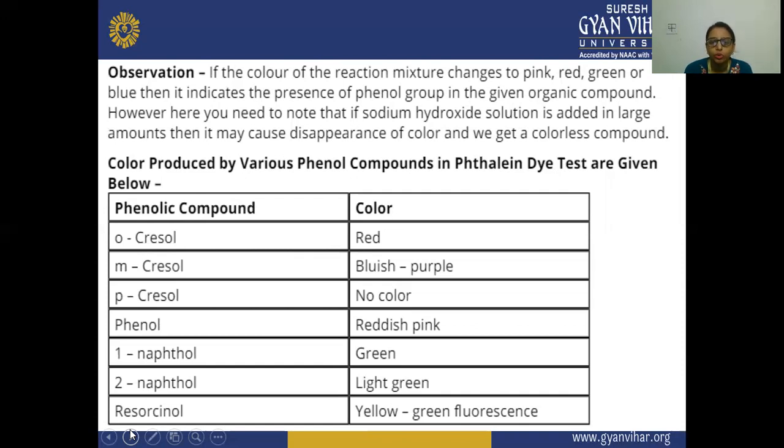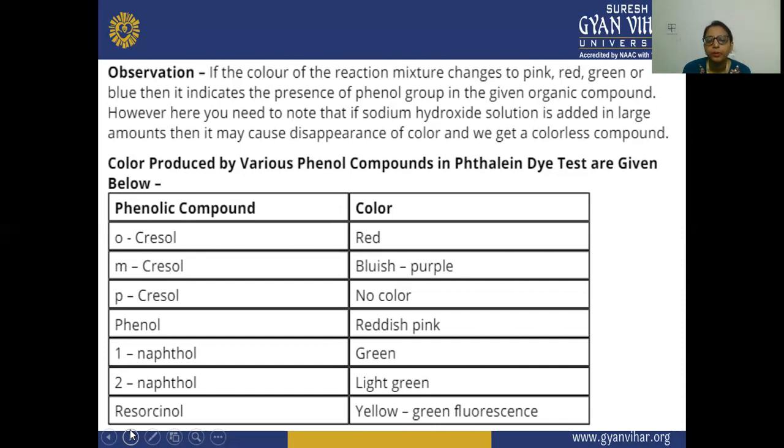However, we need to note that if sodium hydroxide solution is added in large amount, it may cause disappearance of color and we get a colorless compound. So this should be kept in mind, that we have to use this sodium hydroxide solution in a given amount, not in large excess. Otherwise the color which shows the presence of the phenol group will disappear, and we will get a colorless compound.